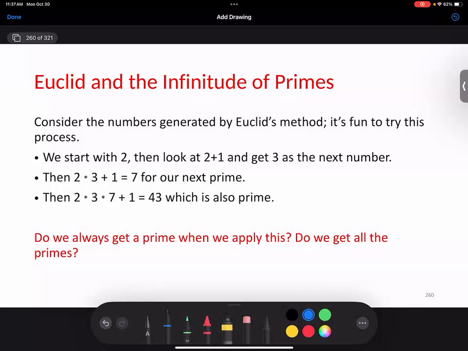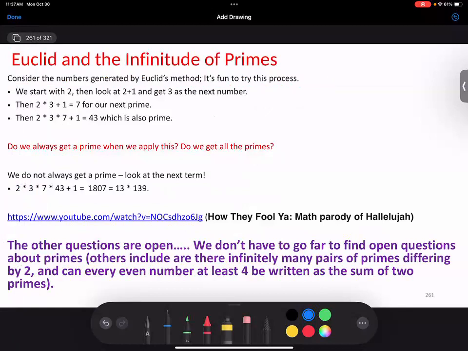So do you think that the next one, 2 times 3 times 7 times 43 plus 1, is prime? Well, we can check, of course. And if you do the next one, it does not turn out to be prime. So the pattern breaks down fairly quickly.